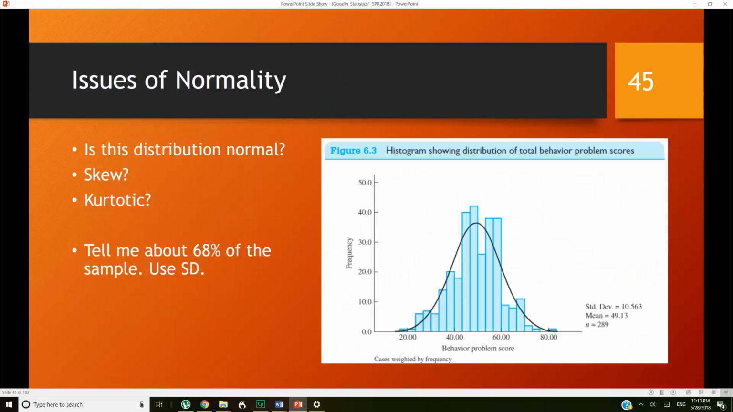To be kurtotic, we would see that the data are spiking here, such that we're going out of the normal bell curve shape in a different way. We could have platykurtic, which is spiking above the normal bell height or pitch, or mesokurtic, which is when that peak is much lower.